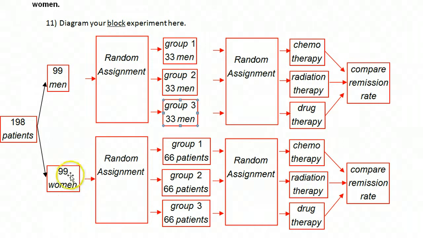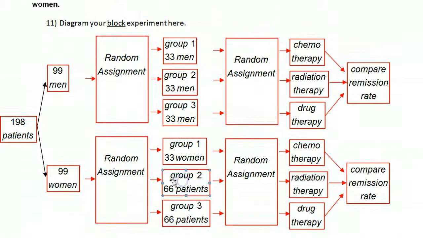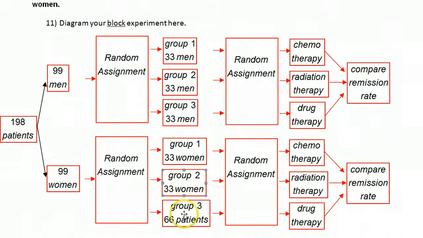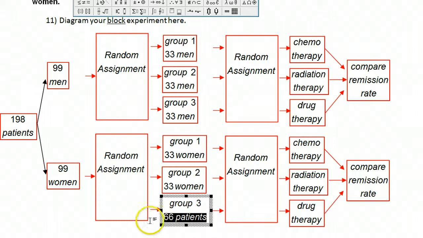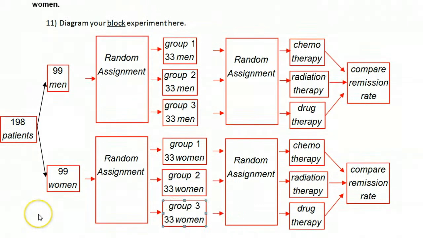Same thing with the women, so 99 women, and all the same thing down here. Group 1 will have 33 women. Group 2 will have 33 women. And group 3 will have 33 women. And the rest of it is all the same.